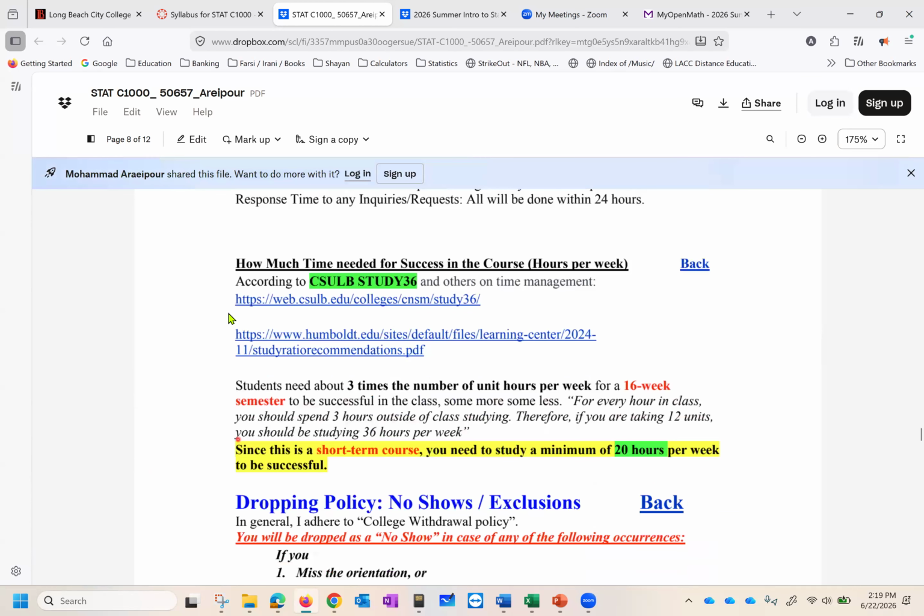One thing that I find interesting is what is called CSULB Study 36. According to that, students need about 3 times the number of units for a regular 16-week semester to be successful in the course. Some more, some less. For every hour in class, you should spend 3 hours outside of class studying. Therefore, if you're taking 12 units, you need 36 hours. That's how they come up with that. However, this is a short-term course and you need a lot more. So you need a minimum of 20 hours per week to do well.